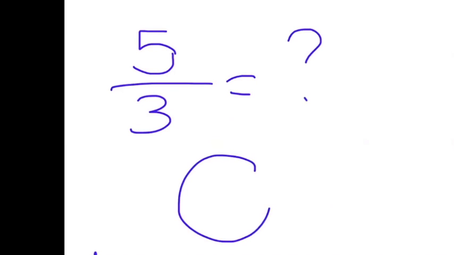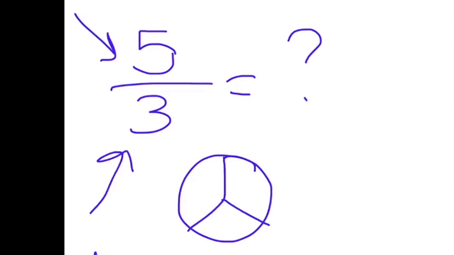If I have a diagram, how many parts is my whole being broken up into? Show me with your fingers. And remember, my denominator tells me how many parts my whole is broken up into. Nice job, 3 parts, okay? So see, how would I show 5/3?